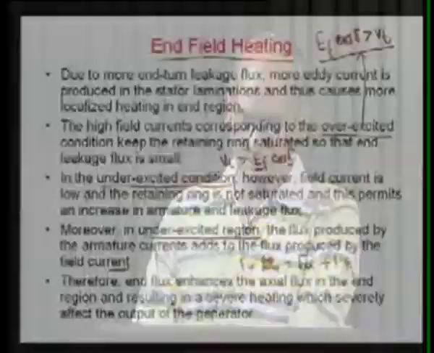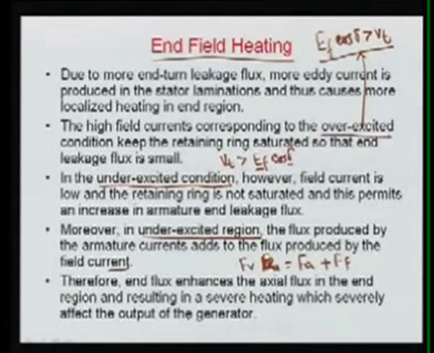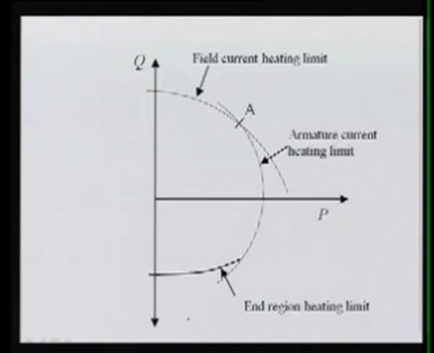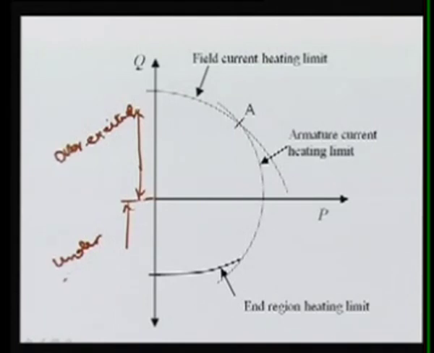Therefore, end flux enhances the axial flux in the end region, resulting in severe heating which severely affects the output of generators. If you see, this is your overexcited area, and from here it is your underexcited. The field end region heating limit is prominent only in this zone.